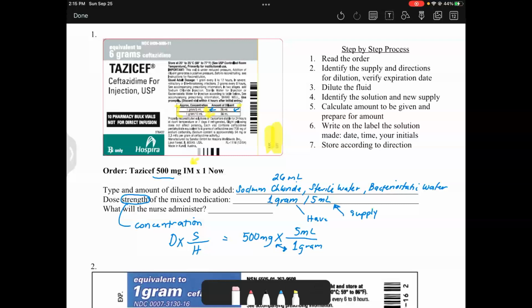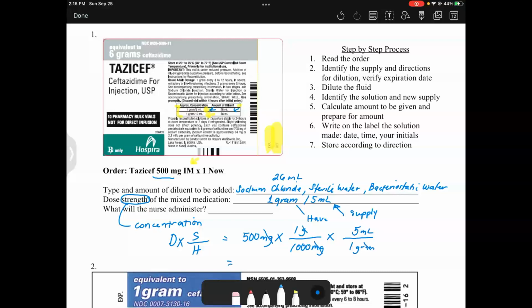So let's raise this, right? And so how do we convert milligram to gram? So 1 gram, we have 1,000 milligrams. And then here in our supply and have, I have 1 gram, and then I'm going to use the supply, 5 ml. So now we can actually cancel it out. This cancels this, this cancels this, this cancels this, and then we just have to multiply.